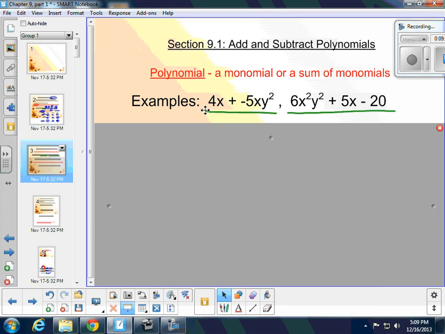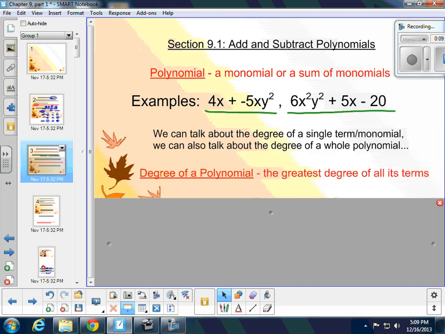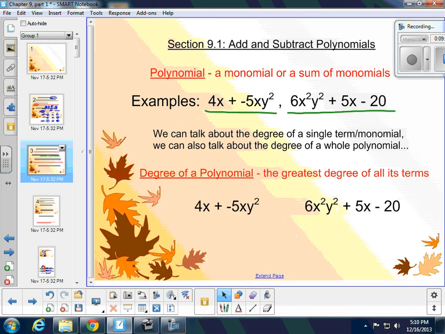Those are both polynomials. We talked about finding the degree of each individual term, or each monomial within that polynomial. We can also talk about the degree of that polynomial. Again, that's what's going to determine the graph of your particular polynomial if you're trying to graph it down the road. But I can jot this down. If I'm talking about the degree of a polynomial, it's just the greatest degree of all its terms. So I don't have to add all those up. I just look at the one that has the biggest degree.